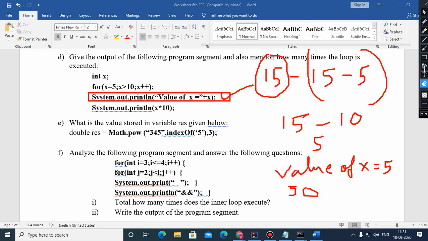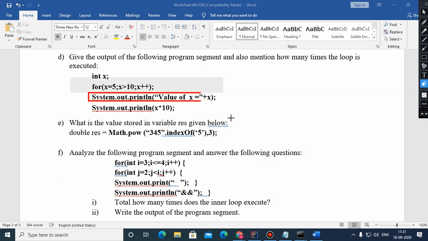In the previous case, what was there? Actually, there was no semicolon, so this statement was the part of the for loop. It was within the block of the for loop. So when the loop was not being executed, this statement also did not get executed. So outside this block only one statement is there, which is x into 10. So that's why only 50 got printed on the screen.